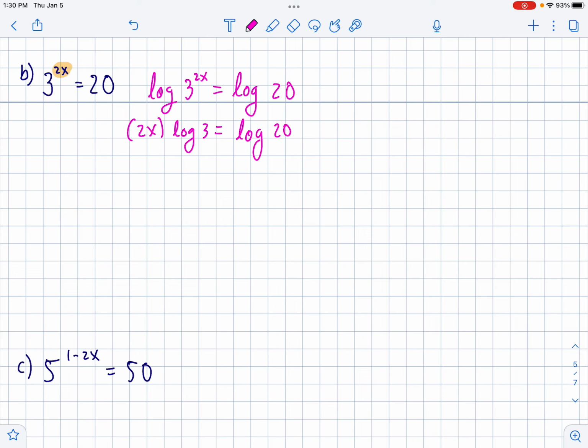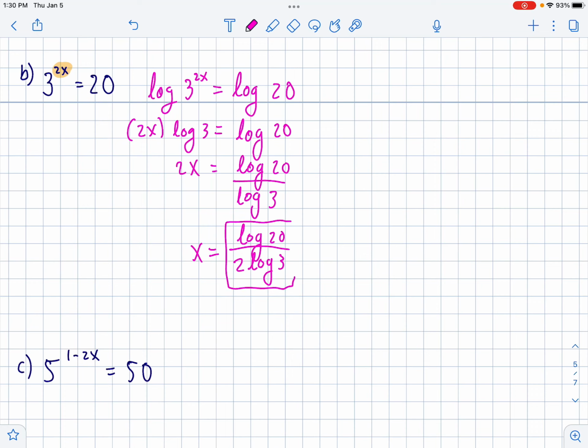And then we divide by log 3, so we get 2x is equal to log 20 over log 3. Then we can divide both sides by 2, which is kind of the same thing as multiplying by a half. So we get x is equal to log 20 over 2 log 3. Now, once again, that is the exact answer. Oh, they use natural logs in the book. Weird. So you could just leave it here, or you could do the decimal approximation, which is 1.36, using your calculator.